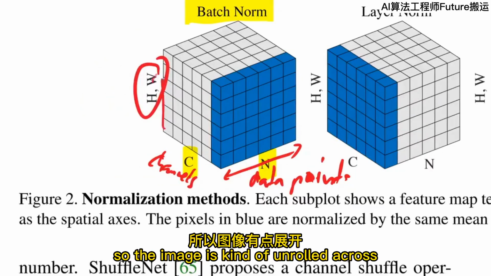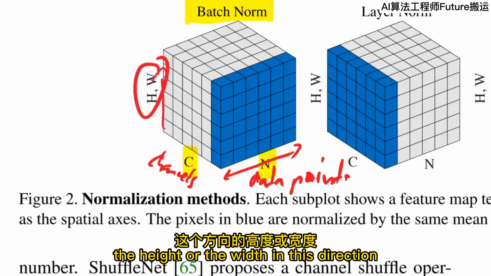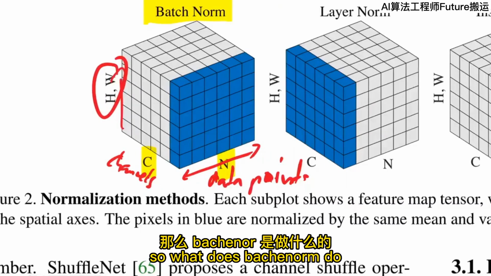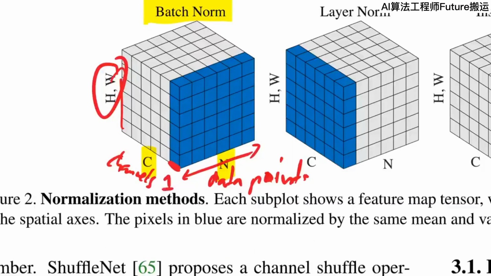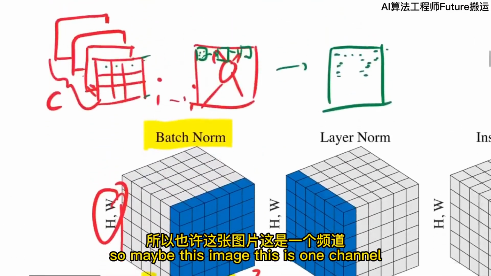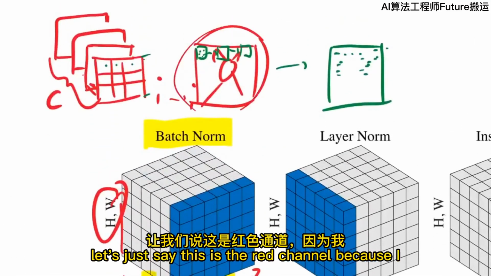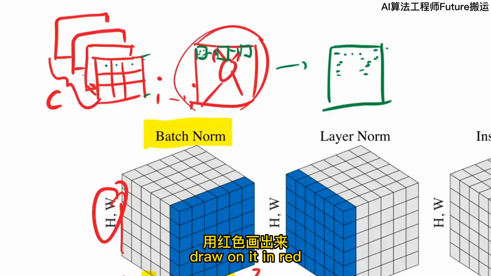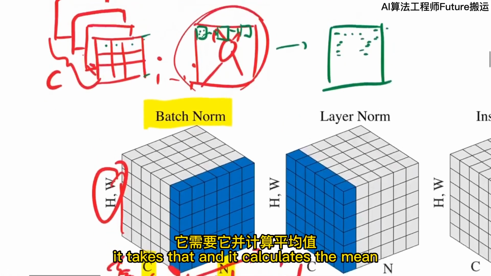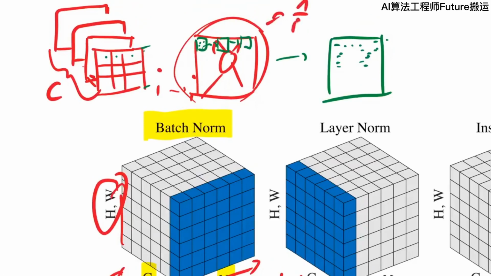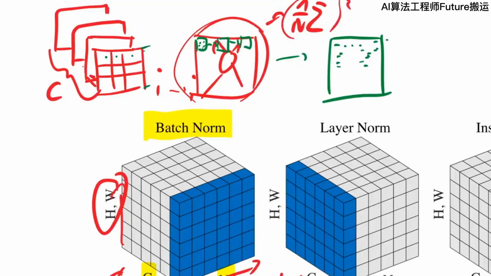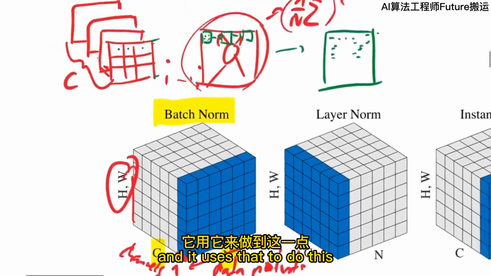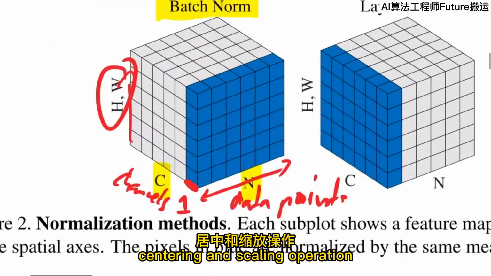So the image is kind of unrolled across the height or the width in this direction. So what does batch norm do? Batch norm takes, as you can see here, one channel. So maybe this image, this is one channel. Let's just say this is the red channel because I've drawn it in red. It takes that and it calculates the mean and the standard deviation of that. It calculates those two statistics, and it uses that to do this centering and scaling operation.